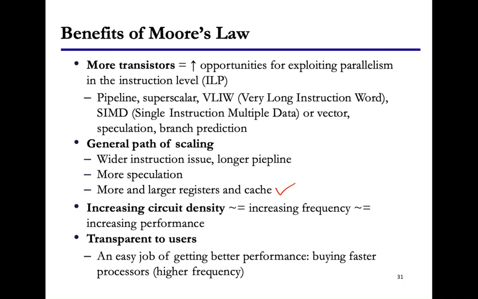Another benefit is increasing circuit density. By increasing circuit density, the frequency increases, and when frequency increases, performance automatically increases. Another benefit is that it is transparent to the user. It is an easy job to get better performance by buying faster processors. Faster processors mean more transistors, which make more scaling possible, which increases frequency and performance. When performance increases, it is very transparent to the user. These are the general observations and benefits of Moore's law: more transistors, general path of scaling, increasing circuit density, and transparency to the users.